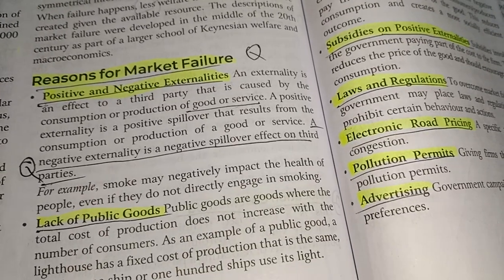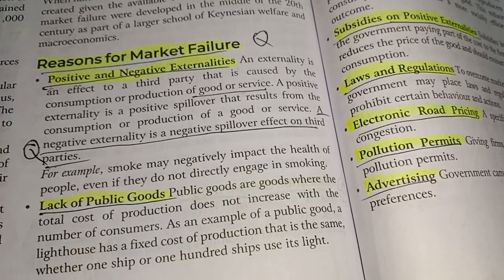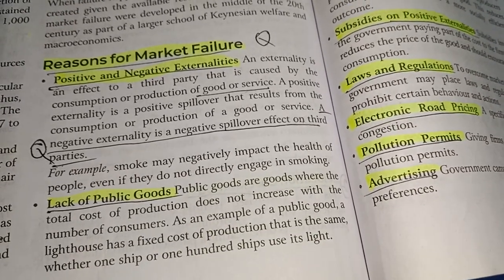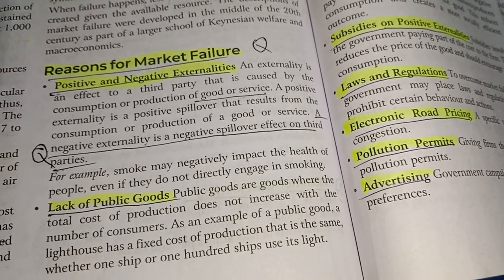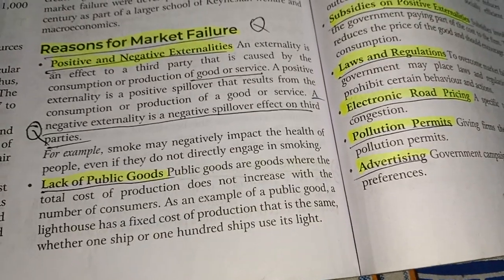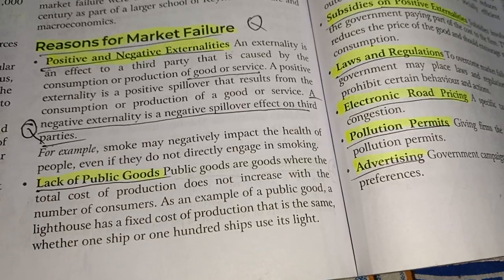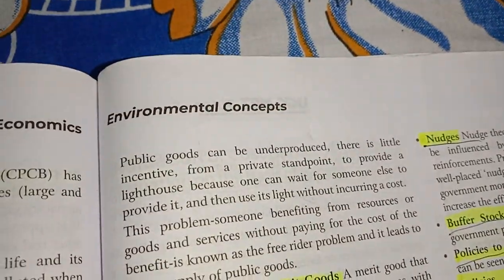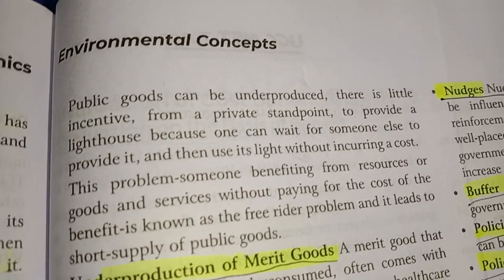Lack of public goods. Public goods are goods where the total cost of production does not increase with the number of consumers. As an example of a public good, a lighthouse has a fixed cost of production that is the same whether one ship or 100 ships use its lights. Public goods can be underproduced.